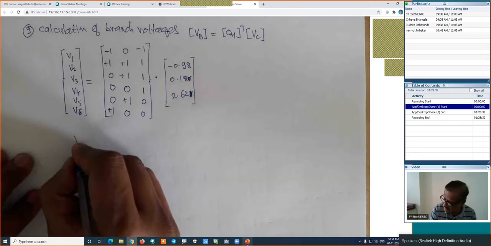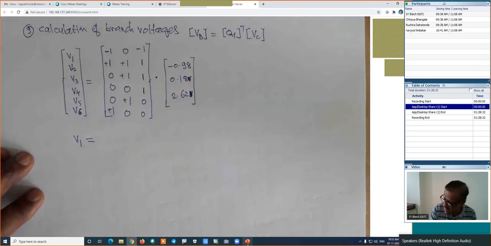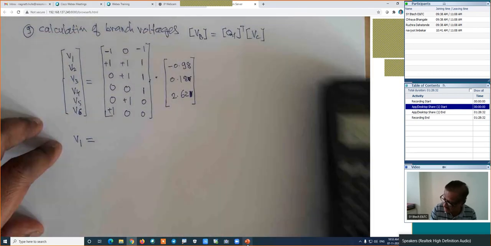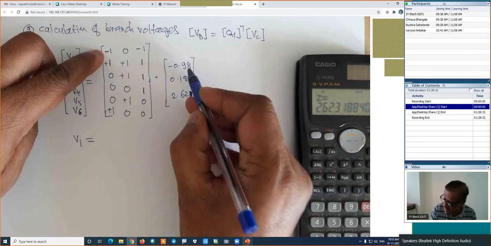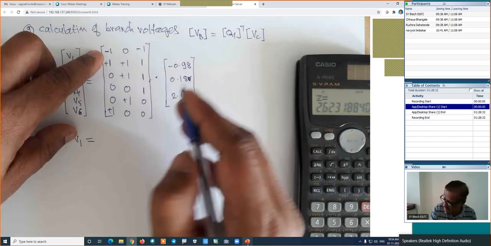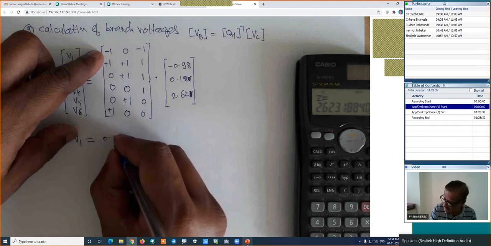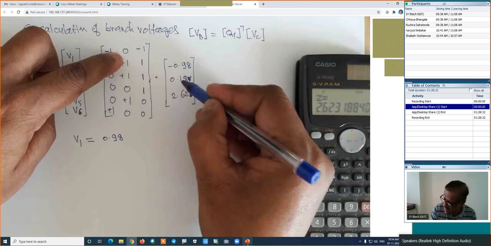I will start with the calculation of the first voltage, V1. This row into this column: -1 into 0.98, that is minus. Then 1 into this value, 0.98, which is plus. And 0 into this value will be 0.